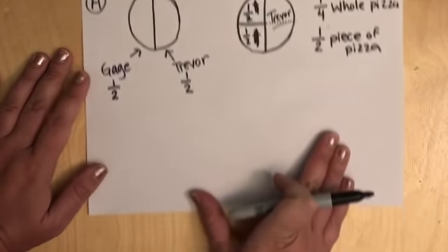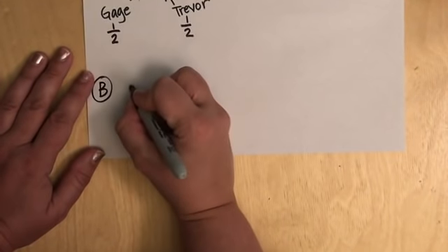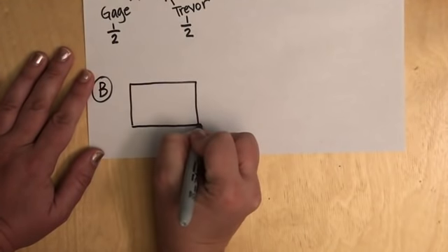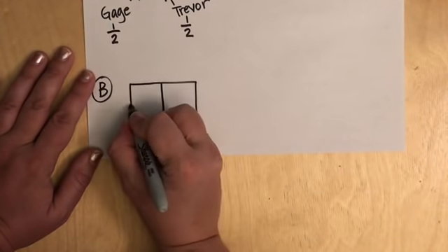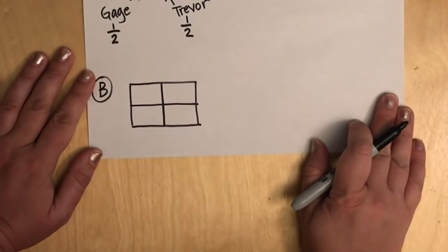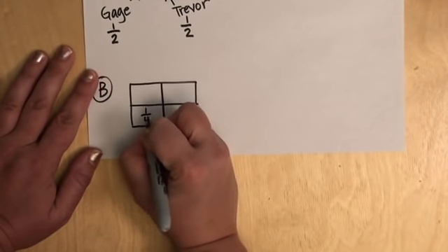All right, let's try another one. So on B, there's a cake, and it's divided into 4 pieces. How much is each piece worth? Good, each piece is worth 1/4.